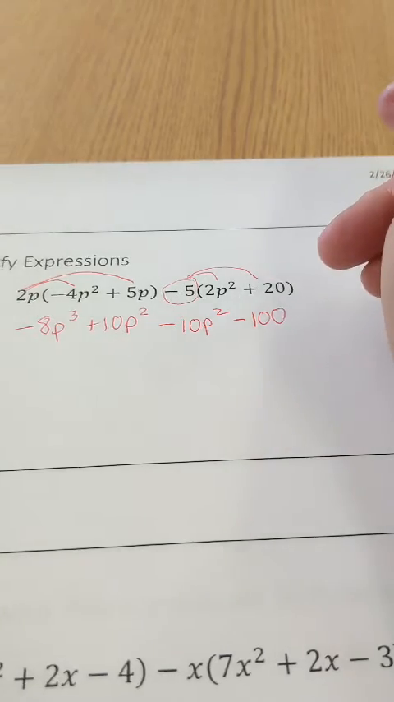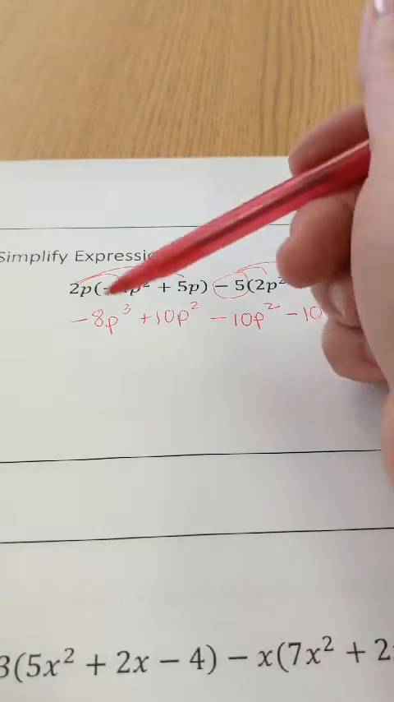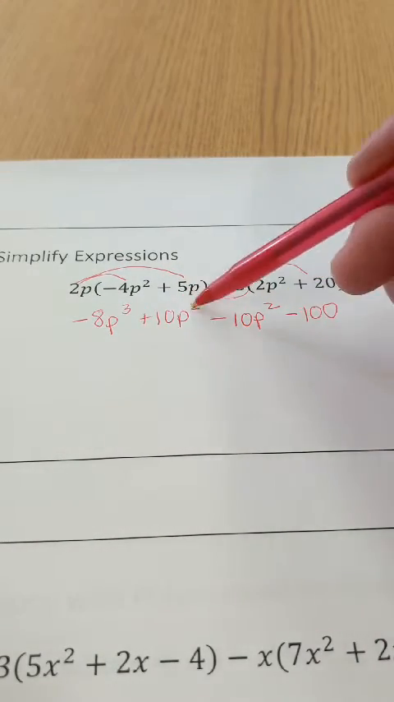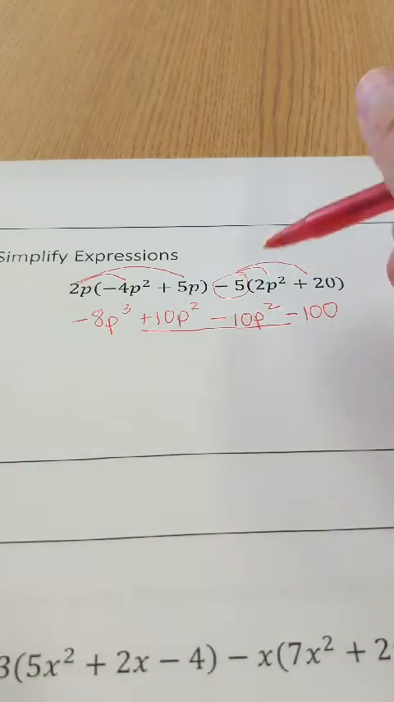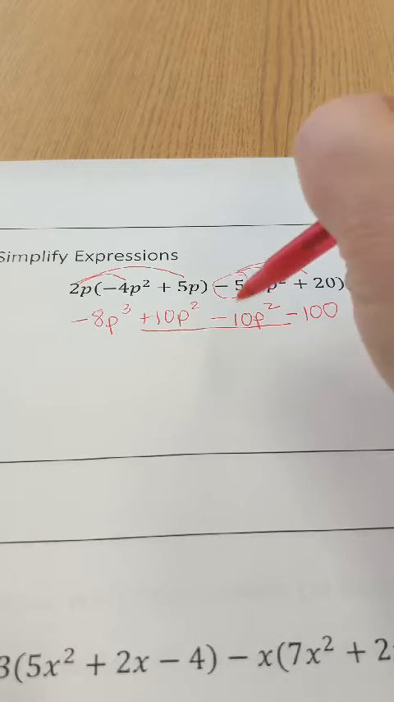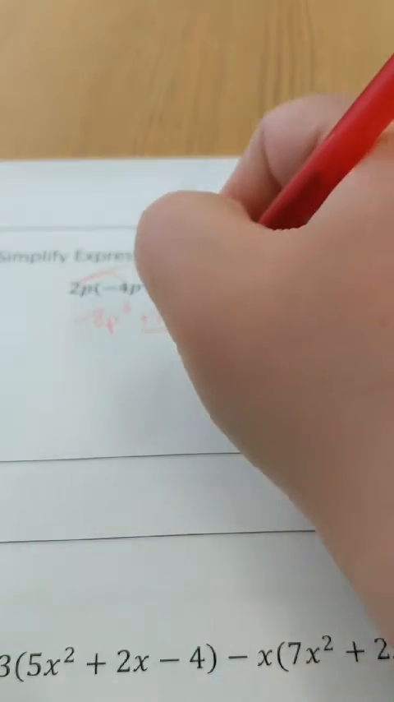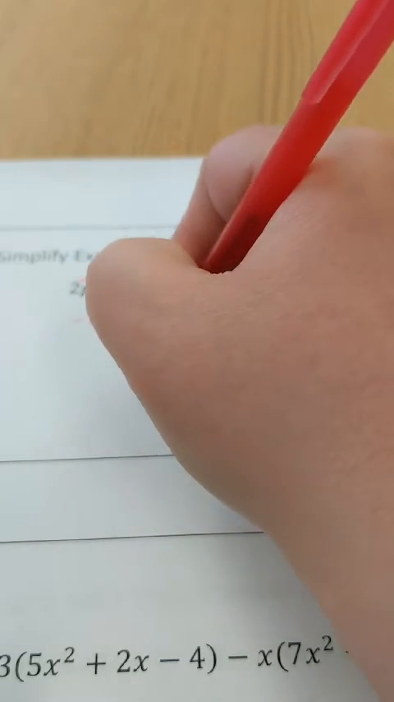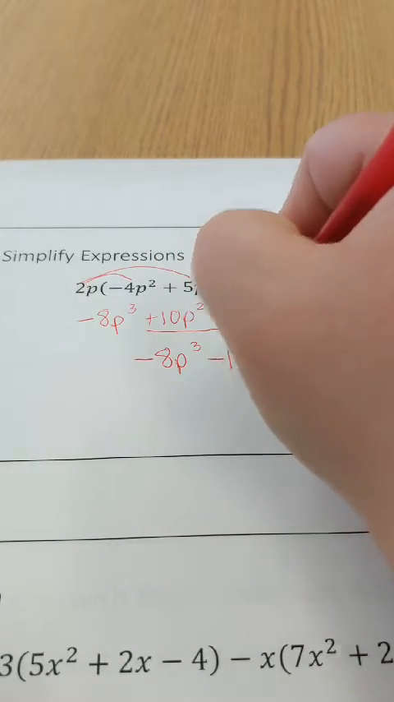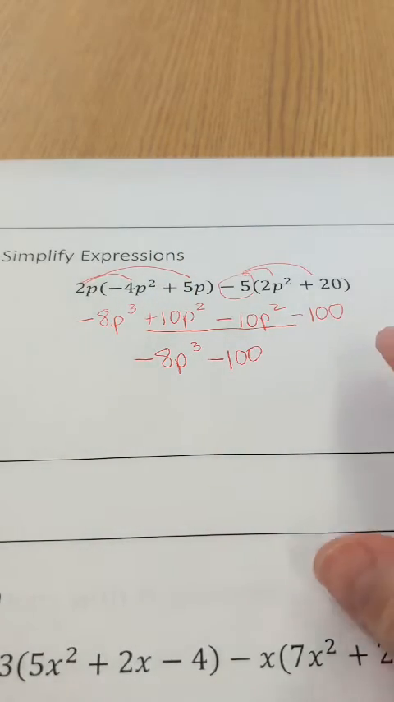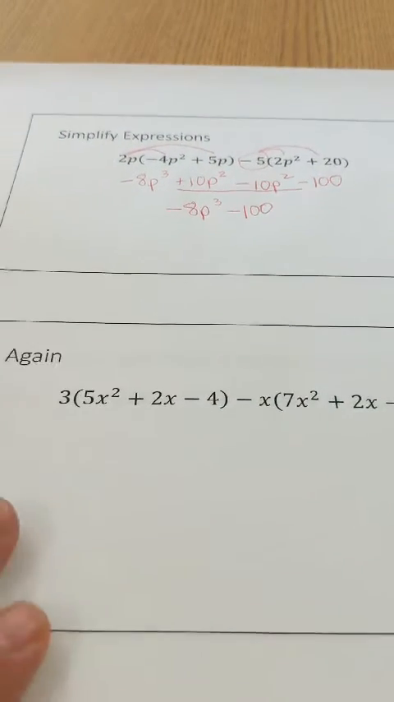So then if you look here, these two have p squared. So we put those together and really they cancel each other out. That is rare, so don't expect that to happen very often. So then negative 8p to the third minus 100. Okay, so let's try another one.